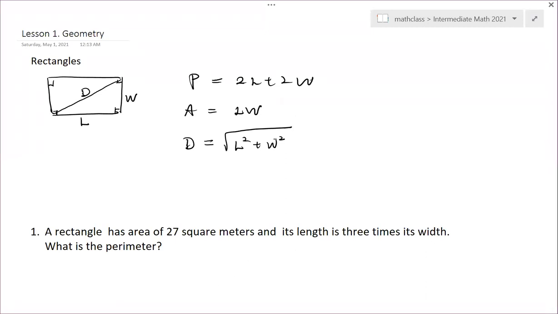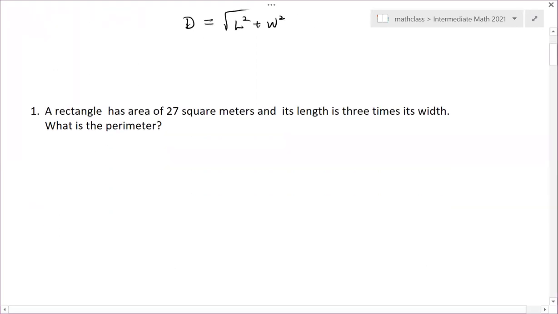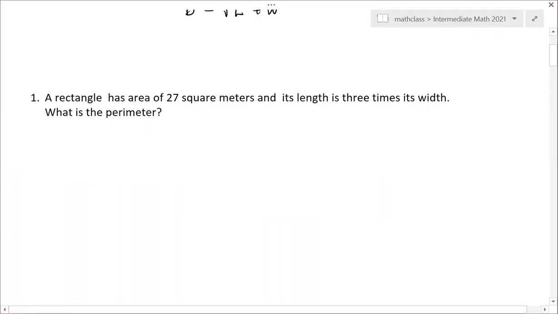All right. Let's take a look at the first problem on the rectangle. It says that a rectangle has an area of 27 square meters, and its length is 3 times its width. What is the perimeter? How do you solve this type of problem? This is a problem on the homework. You write down the problem number, and then you draw the picture. All the geometry problems, you have to draw the picture.